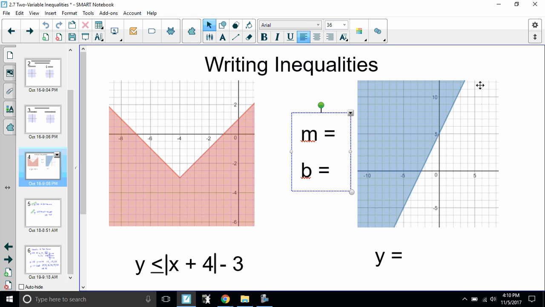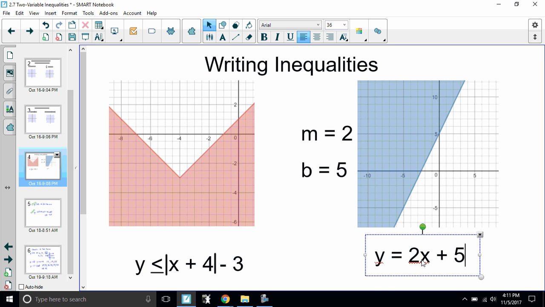Well, to go back to this linear equation here, we identified the slope and the y-intercept. Clearly the y-intercept is 5. And then our slope, so if you look from here, it looks like to get to my next point, which looks to be about there, I have to go up 2 and over 1, so my slope is 2. So the equation of this line would be y equals 2x plus 5.